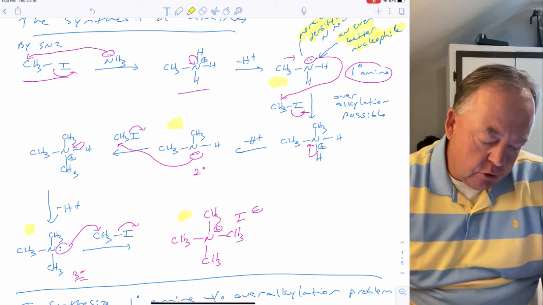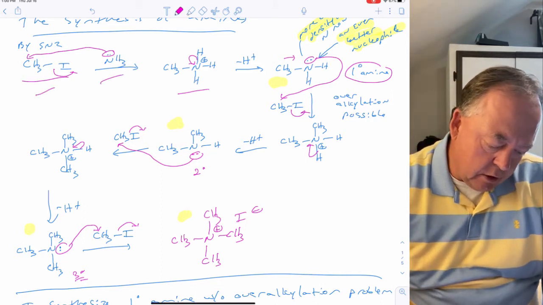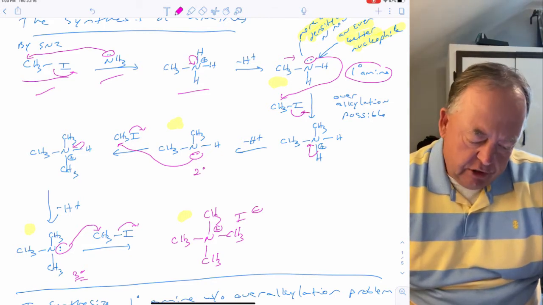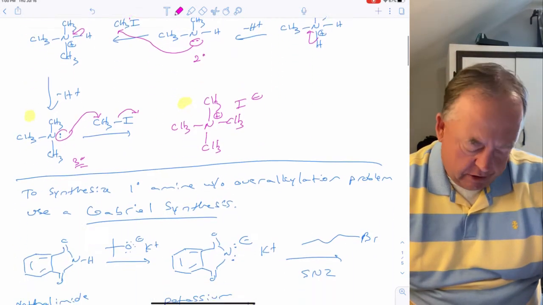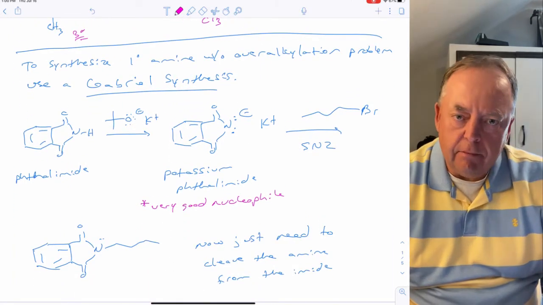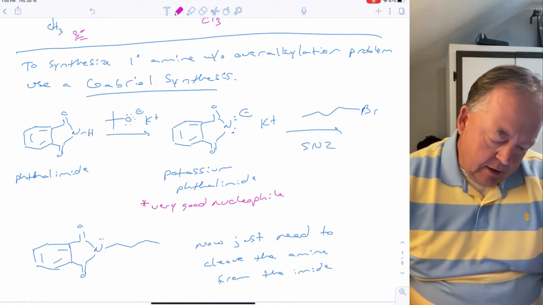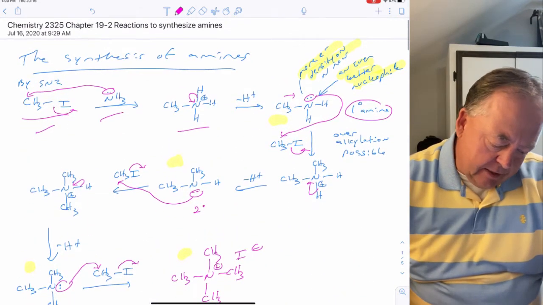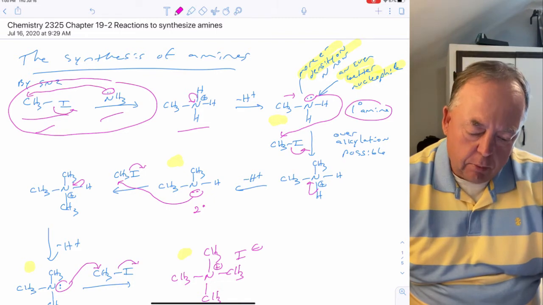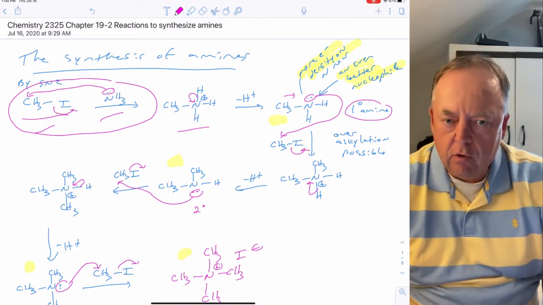I mean, you could try to control the stoichiometry and use one of these and one of these to just make the primary amine, so a 1-to-1 ratio, but you would still get some secondary, tertiary, and quaternary amine. So we'll go through some other ways to synthesize amines that are much better. But if I gave you a problem like this on the test, then I would expect you to sketch all four possible products: primary, secondary, tertiary, quaternary amine.